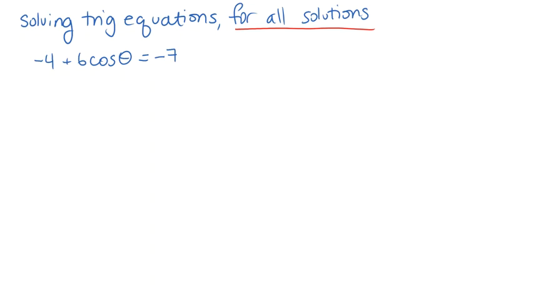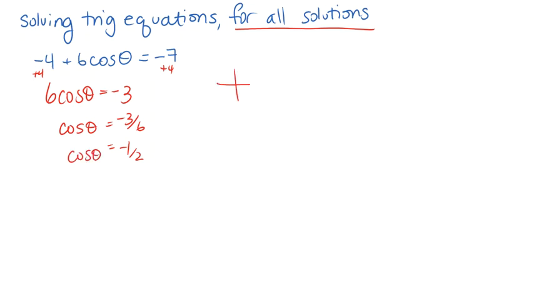So again, we'll set up our equation. We're going to add 4 to both sides. 6 cos of theta is going to equal -3. And then cos of theta is equal to -3 over 6, which is equal to -1/2. So again, we will want to consider what quadrants that we want to work in.